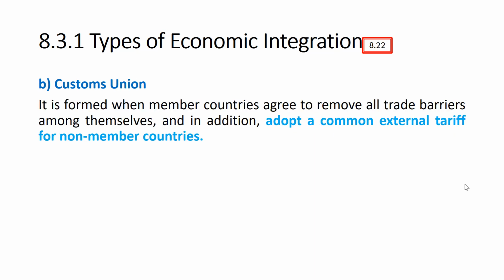As I've said, a customs union is an even closer form of economic integration than an FTA. So think of a customs union as FTA plus something. In this case, member countries who form a customs union not only have an FTA, which means they agree to remove all trade barriers among themselves, but in addition, they adopt a common external tariff for non-member countries. Let me use a picture to show you the difference between an FTA and a customs union, and how an FTA is not as close as a customs union when it comes to economic integration.